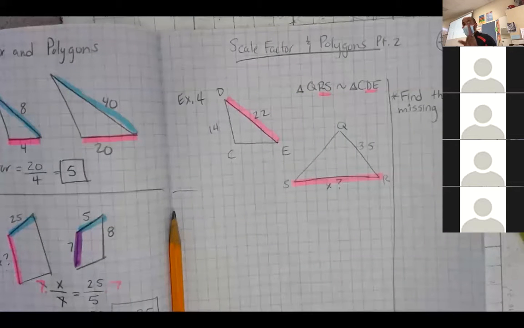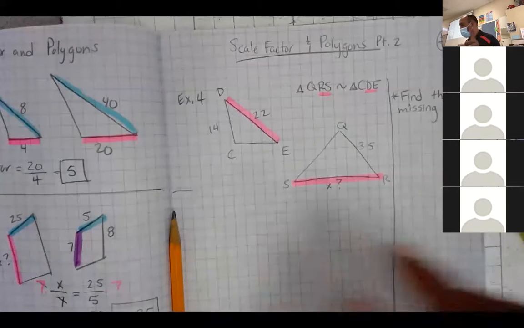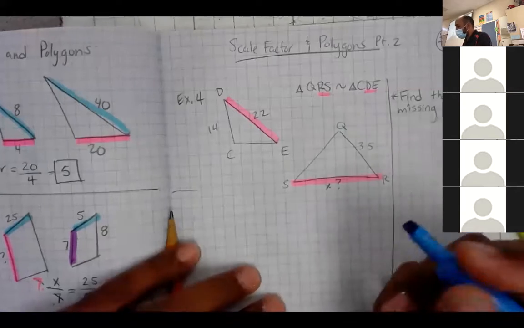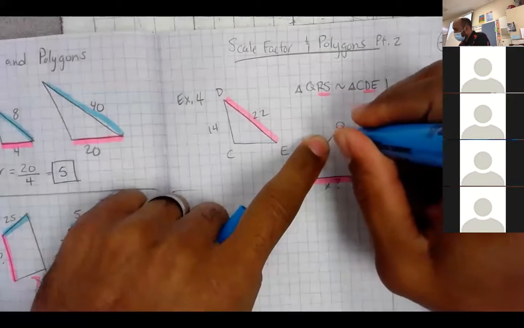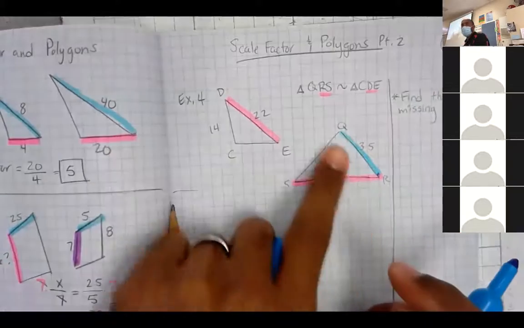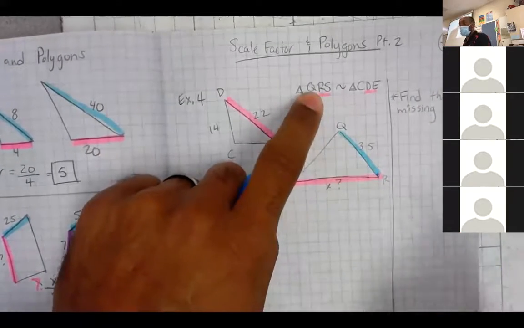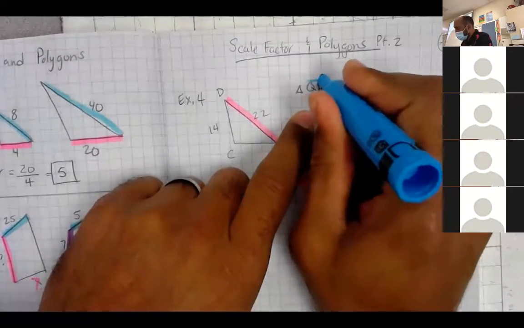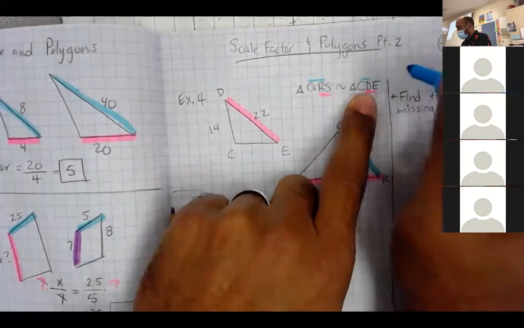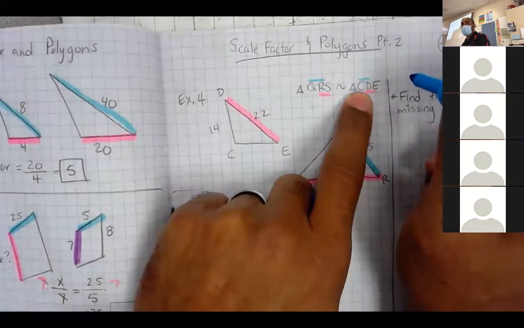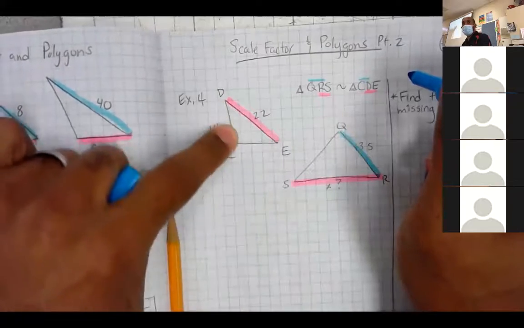Okay, so we need one more pair because we need two total. So here we're going to use RQ or QR. I go back to the statement, and you can see the first two letters are QR. So I go to the first two letters of the other statement for triangle CDE, and CD is the corresponding side, so this side right here.